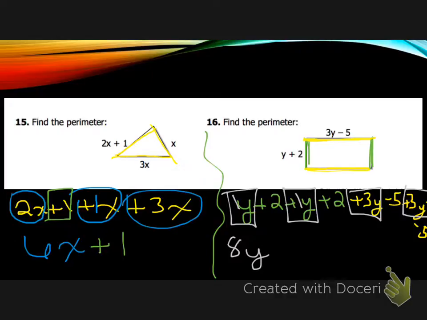Now if we look over here and figure out what's left of our constants, we got a 2 plus 2 minus 5 and minus 5. So 2 plus 2 is 4, minus 5 is a negative 1, minus another 5 is a negative or subtract 6. So it's going to be 8y minus 6.